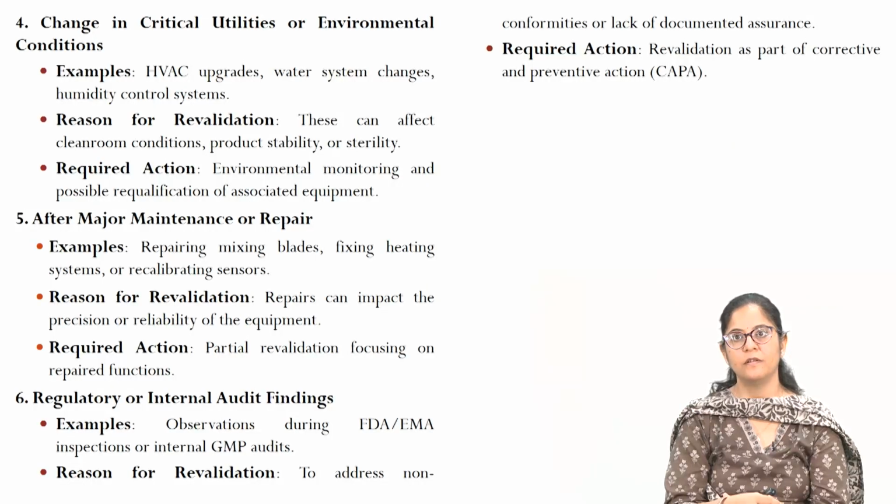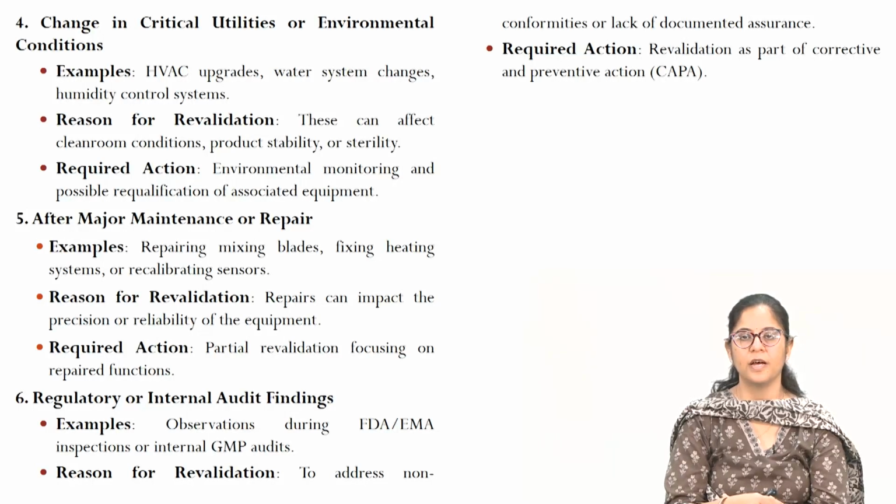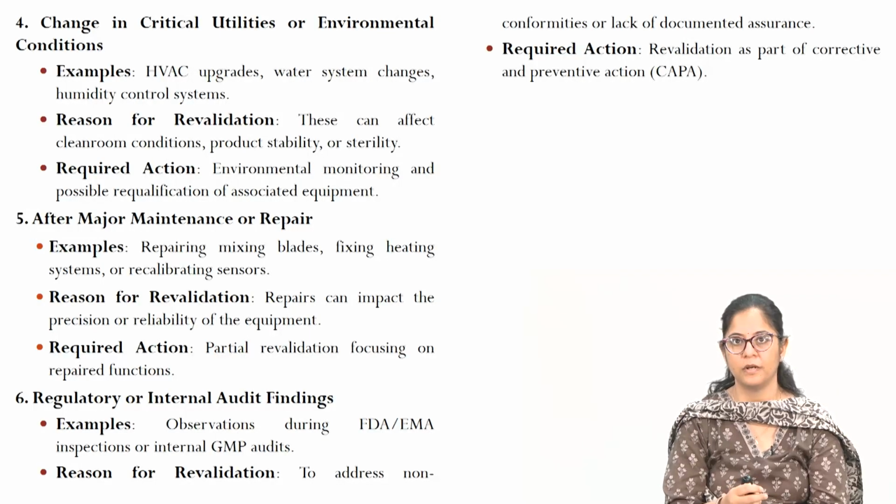After major maintenance or repair, it is required, for example repairing mixing blades, fixing heating systems or recalibrating sensors. So repairs can impact the precision or reliability of the equipment. So the partial revalidation focusing on the repaired functions must be done.